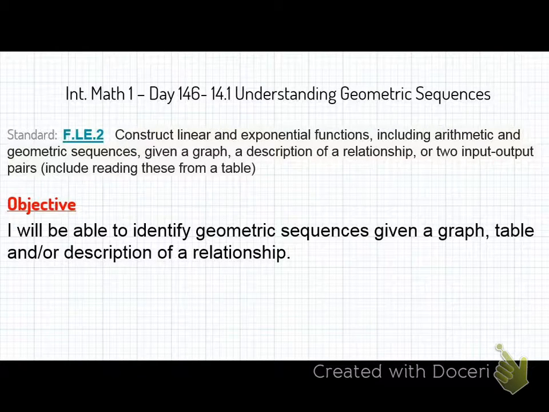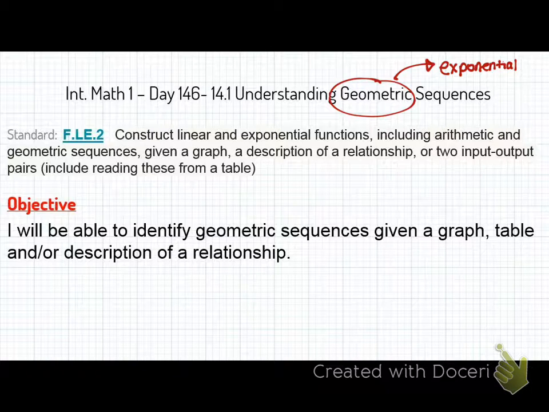Alright, so this is the lesson for day 146. We're going to switch from geometry and go into these things called geometric sequences. So when I think of the word geometric sequence, I want to think of this word called exponential.